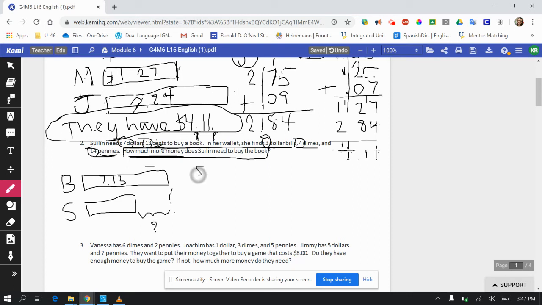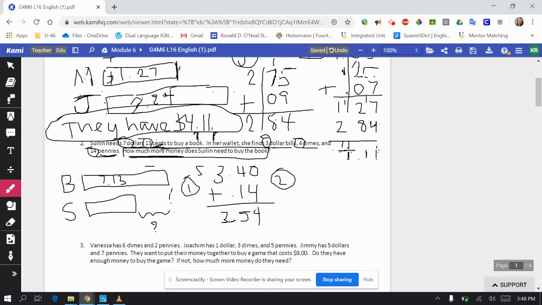So I'm going to do my thinking over here to the side. I'm going to write an S to show this is her wallet. She finds $3 bills. She finds 4 dimes, so that's 40 cents. And she also has 14 pennies. I'm going to add those up, and I will have $3.54. So that is step 1.